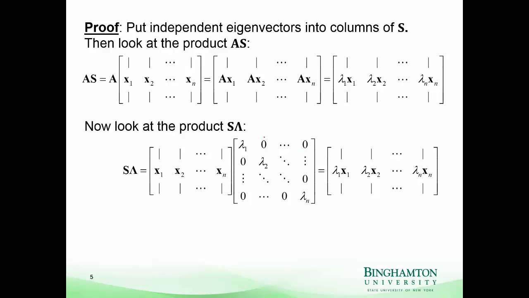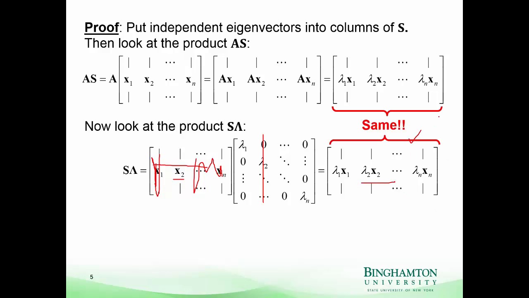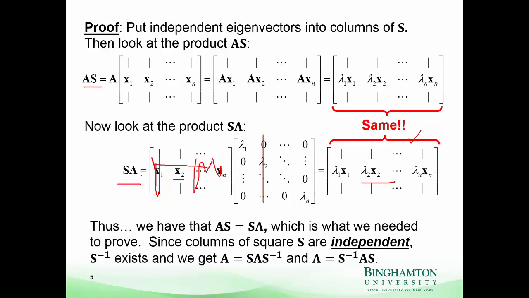Then we're going to do this times all of these things. So it'll be 0 times the first column, lambda 2 times the second column, 0 times all the other columns gives us that one. And so we end up with this. And then, aha, those are exactly the same. Therefore, AS is equal to S lambda, and we have that. So we've established that AS is equal to S lambda, which is what we needed to prove.